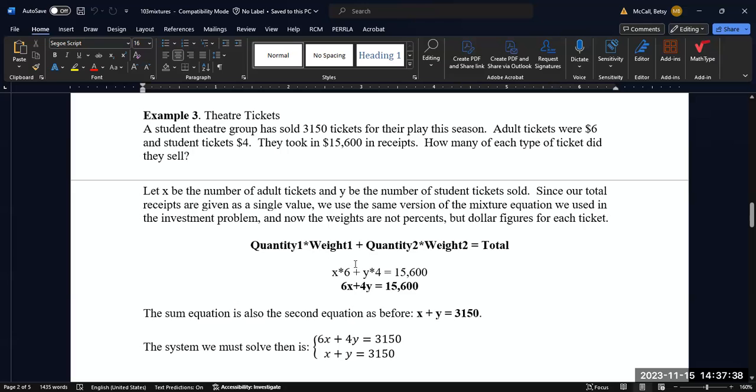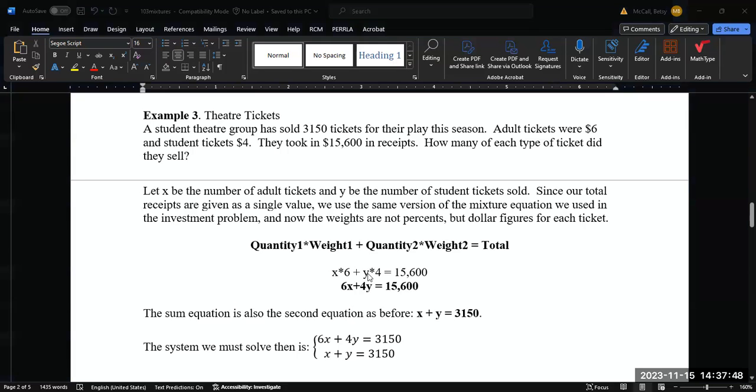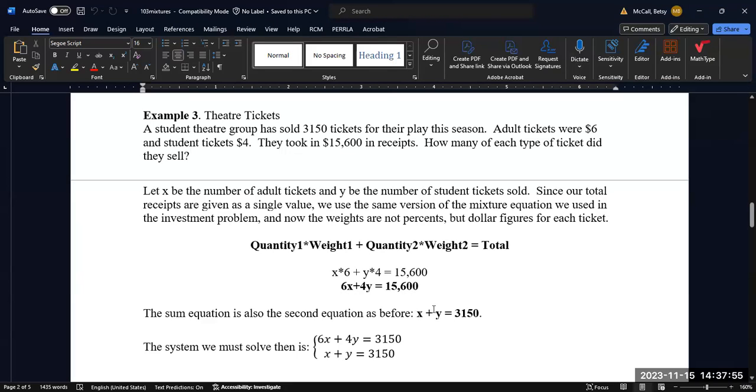So our weight equation, our mixture equation, is if x is the number of adult tickets, then that's x times 6. And if y is the number of student tickets, that's y times 4. That's equal to the total amount of money they made. So that's our equation. And then the quantity equation is just that adult and student tickets added up to 3,150.